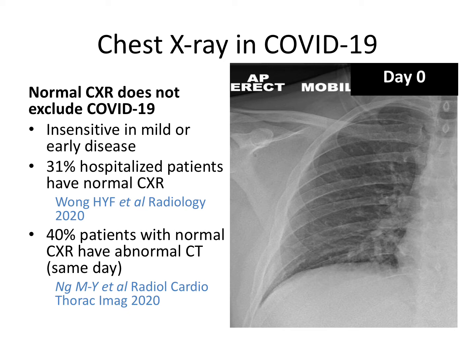Remember, a normal chest X-ray does not exclude COVID-19. Chest X-ray is insensitive in mild and early disease. Up to 30% of hospitalized patients with COVID-19 pneumonia can have a normal chest X-ray. Around 40% of those patients with a normal chest X-ray may have abnormality on the more sensitive test, which is CT.